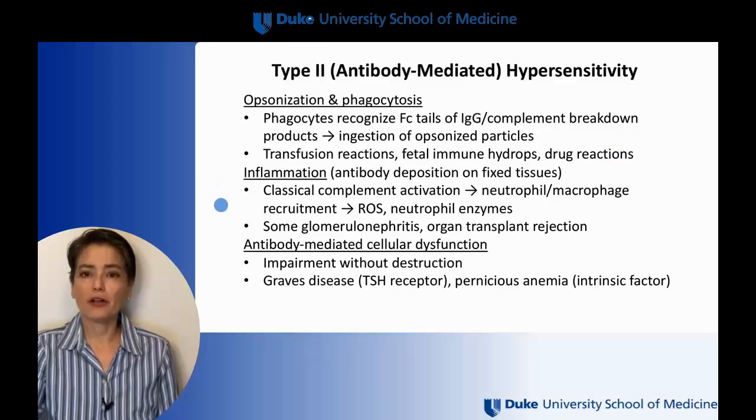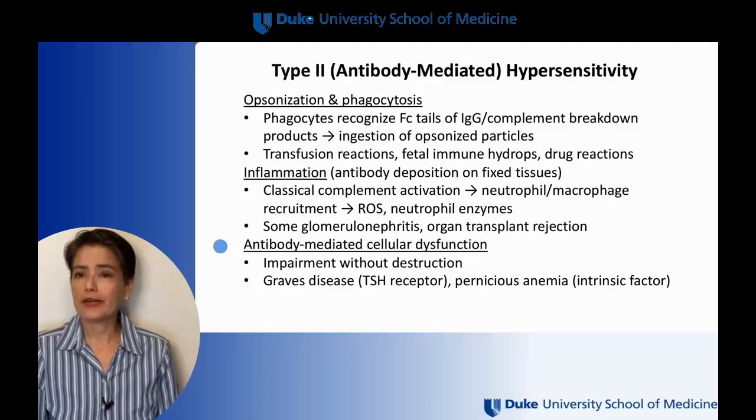Another type of pathology that we can see that is mediated by antibodies is inflammation. And this we associate when we see antibody deposition on fixed tissues. And I'll show you an example of that in a moment. When antibodies are deposited on fixed tissues, they're going to activate complement following the classical pathway, which is going to recruit neutrophils and macrophages, leading to the release of reactive oxygen species and neutrophil enzymes. So there are some types of glomerulonephritis, as well as organ transplant reaction, which are associated with antibody-mediated hypersensitivity. And the classic example of this deposition on fixed tissues will be Goodpasture syndrome, and I'll show you an image of that in a moment.